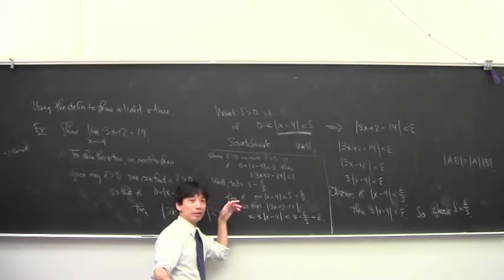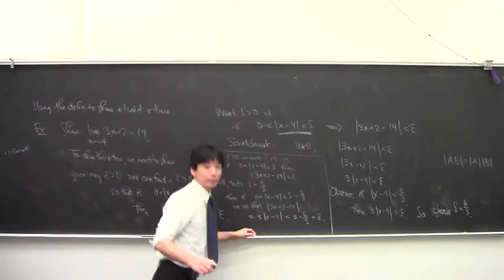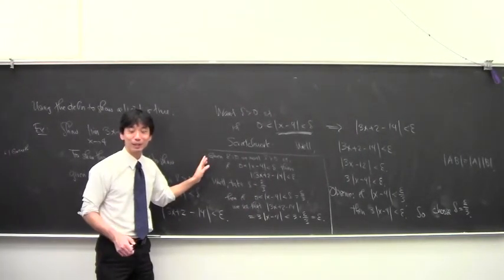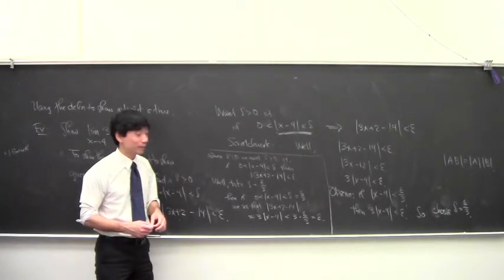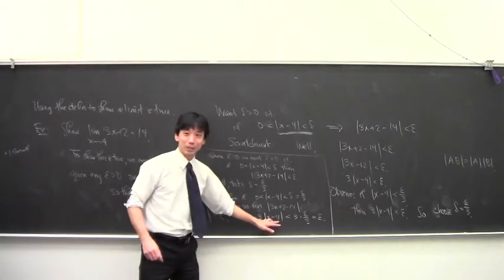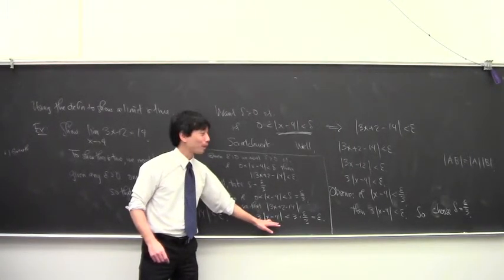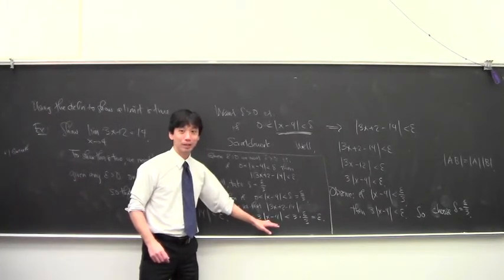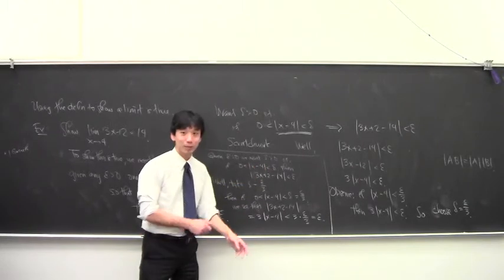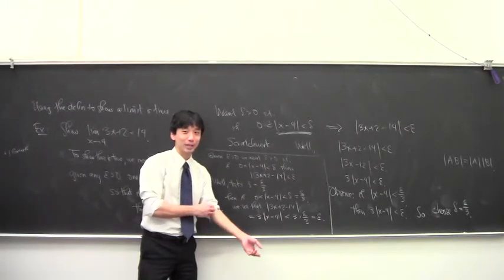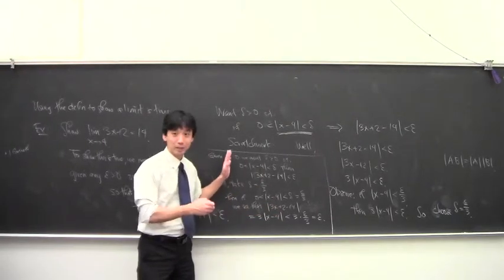Okay. Everyone all right? What if it doesn't work out, and you can't get it so that it's x minus 4? If it doesn't work out, that doesn't mean the limit doesn't exist. One sometimes has to work a lot harder to get it.